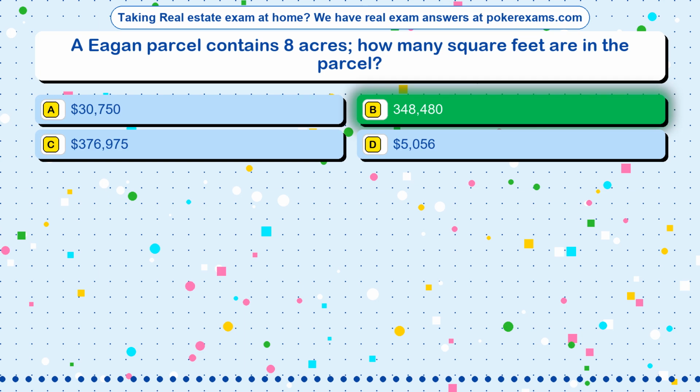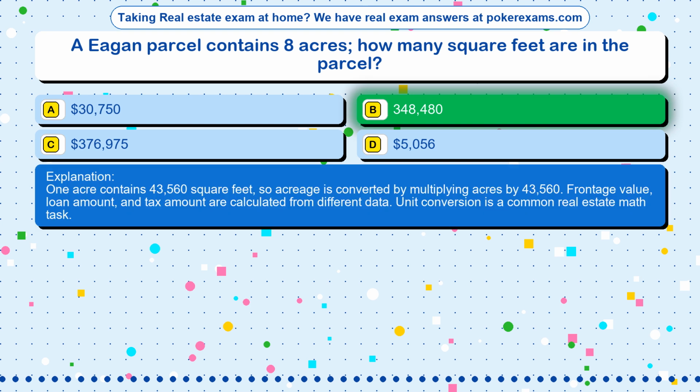The correct answer is option B, $348,480. 1 acre contains 43,560 square feet, so acreage is converted by multiplying acres by 43,560. Frontage value, loan amount, and tax amount are calculated from different data. Unit conversion is a common real estate math task.